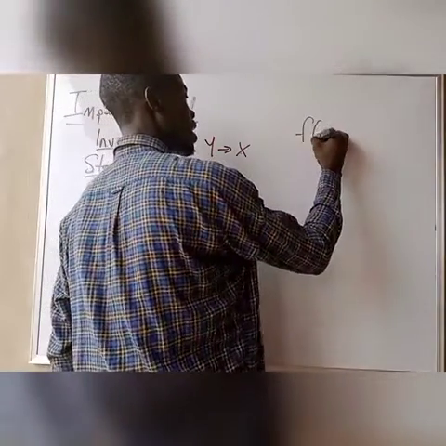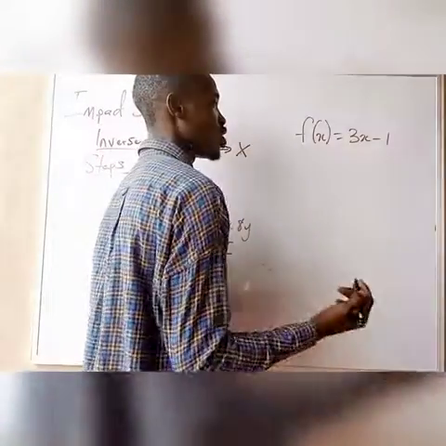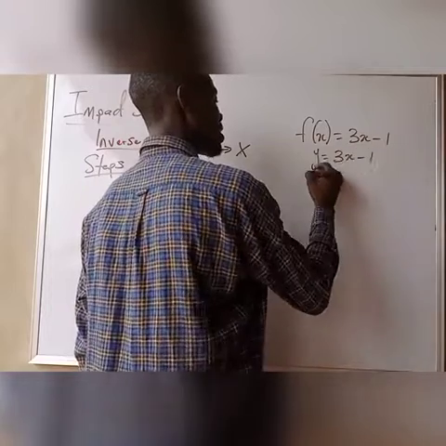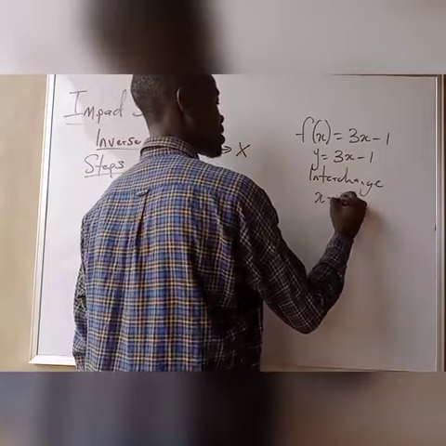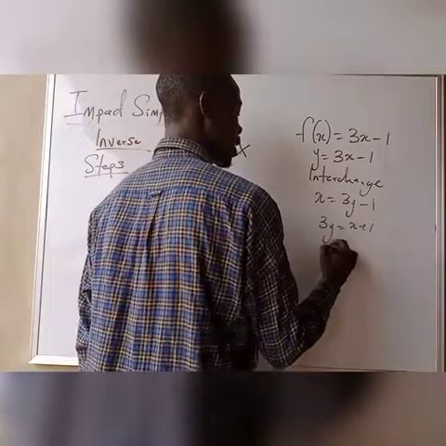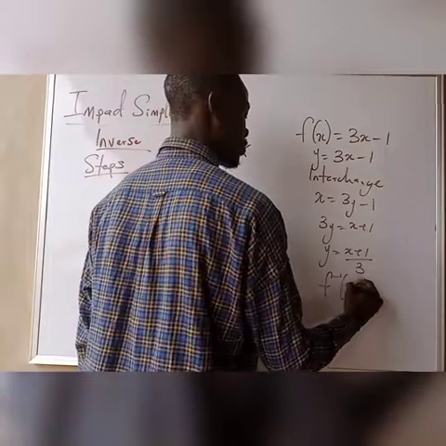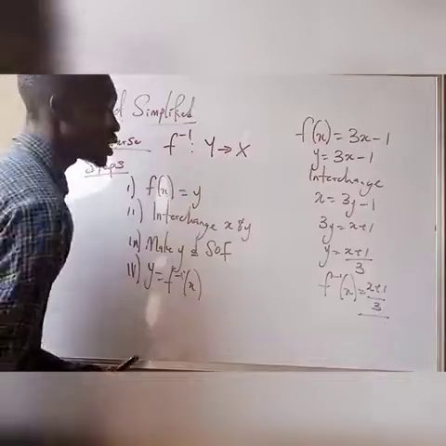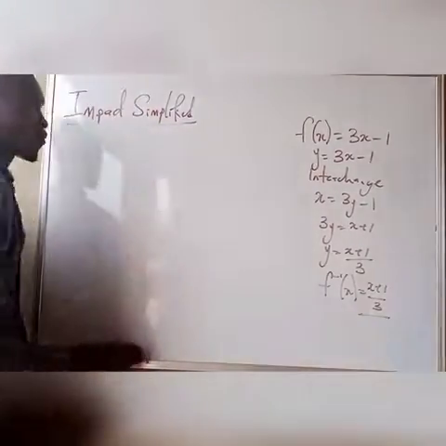Now let's assume we have f of x to be 3x minus 1. They said we should find the inverse of this function. The first step says change your f of x to y, and after that you interchange. So let us interchange. We have x equals 3y minus 1, and make y the subject of the formula. That means y will give us x plus 1 over 3. So the inverse of the function is x plus 1 over 3. It's simple. Now let's look at more examples on how to get the inverse of a function.